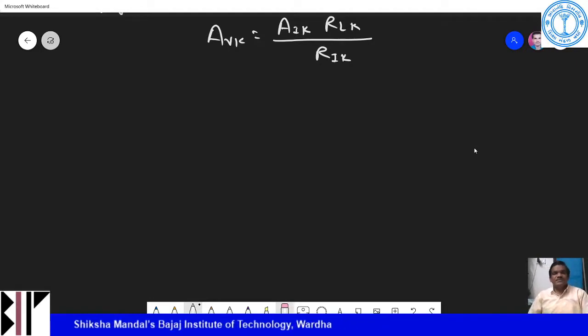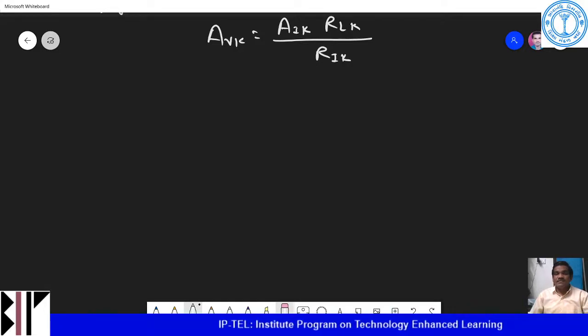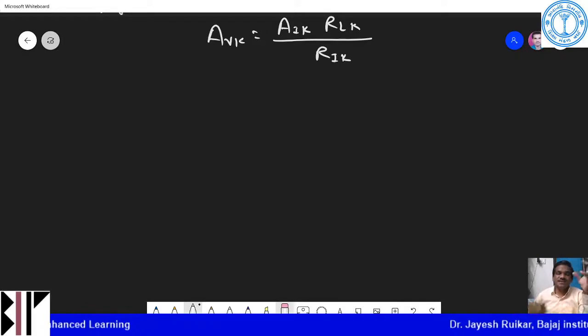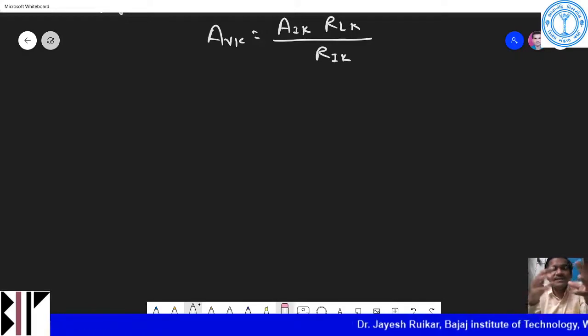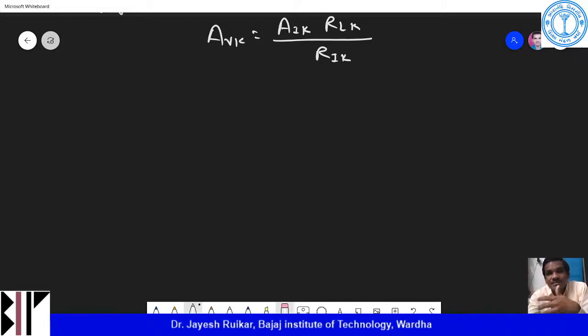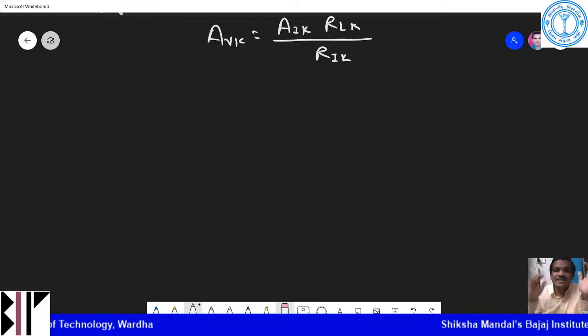I think we will stop here right now. In the next class we will see how gain is measured in terms of decibels, and then we will see types of couplings. In order to make a multi-stage amplifier we have to couple each stage. There are three types of couplings, even four types, that we will study in the next class.